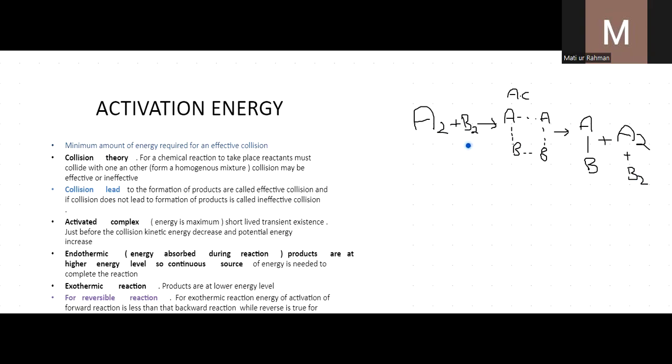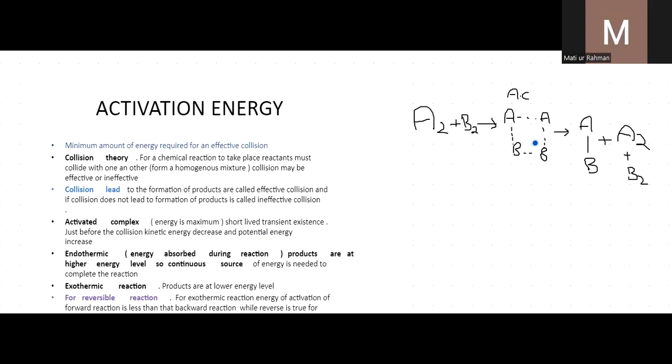So first we define the activated complex. Here is the definition of the activated complex. The activated complex is an unstable combination of all atoms involved in a reaction, for which the energy is maximum. It is a short-lived species that decomposes into the products immediately. It has a transient existence, and that's why it is called the transition state.